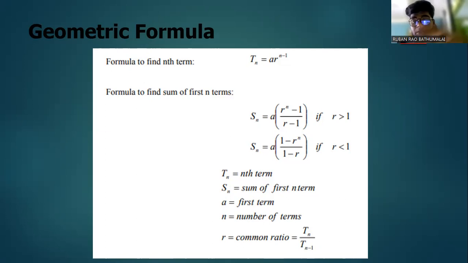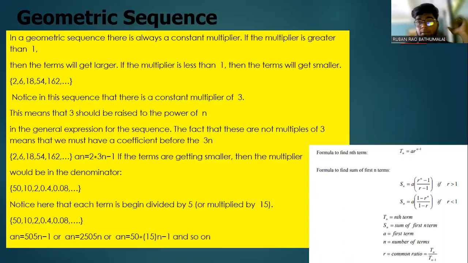So just now I showed you below, you already have the nth term, sum of n terms, first term, number of terms, and common ratio. If you want to find the common ratio, we have a different formula: T small n over T small n minus 1. You can also see the bigger-than and smaller-than signs, which are very important for the geometric formula.